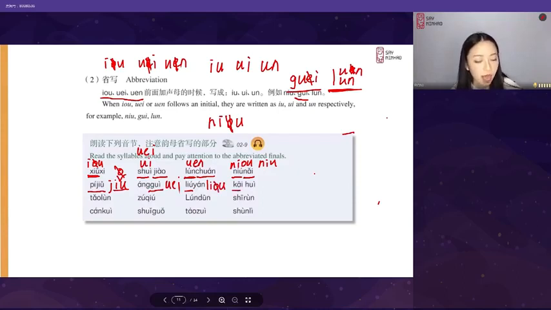Next one, 可爱开喝味会开会. 喝味会, it actually should be like this, but 呃 is omitted, removed. So this is the abbreviation for these three finals. Okay, these three finals. Now let's move on to our next part, to our text. For the text.